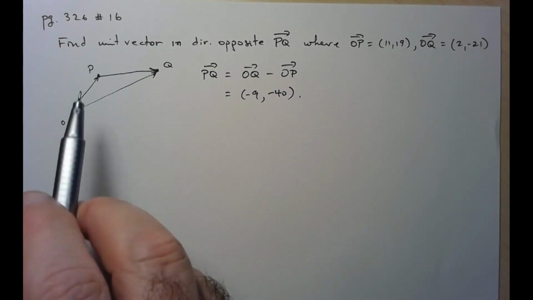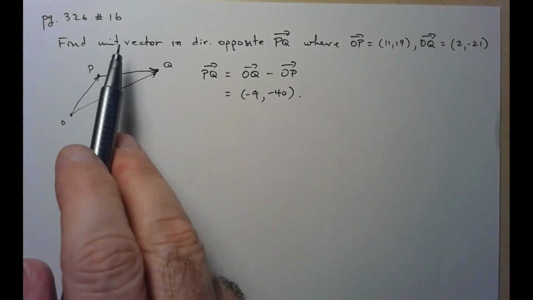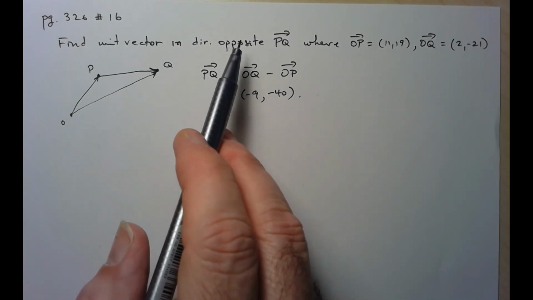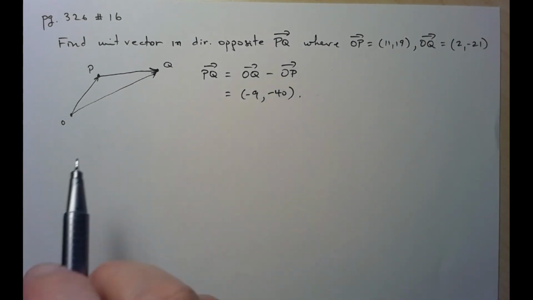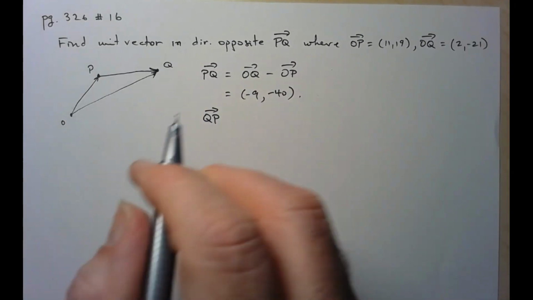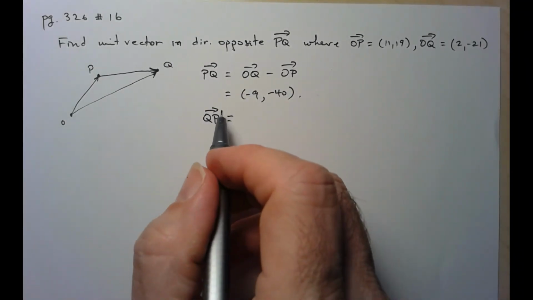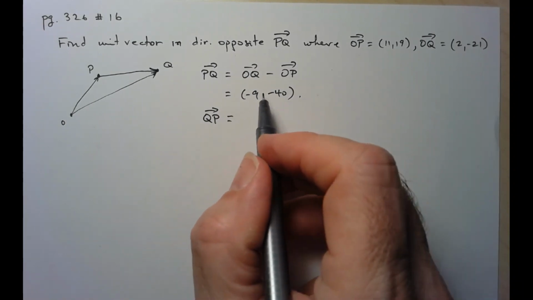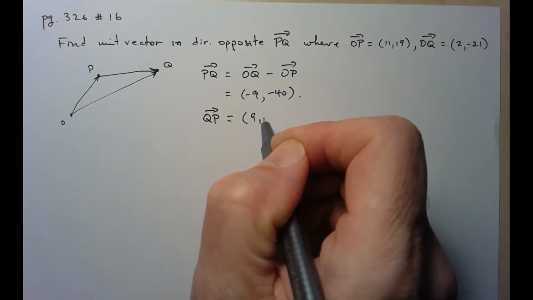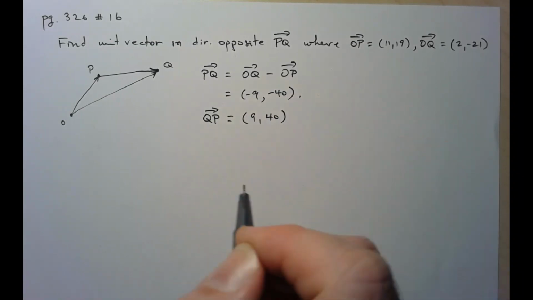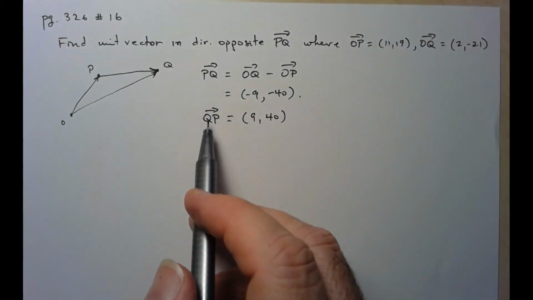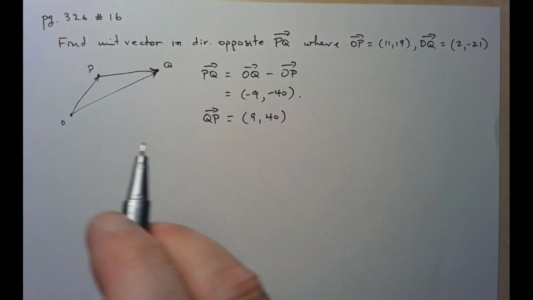Now we're looking for a unit vector, so we're going to have to do some work here, but we're actually looking for a unit vector not in the direction of PQ. We're looking in the direction opposite to PQ. So in other words, what we're interested in is actually the vector QP. And of course, we know the opposite of a vector is just given by taking the negative of each of the components. So that would just be (9, 40). I don't have to recalculate it. I certainly could do that, but because these are opposite vectors, I just take the negatives.